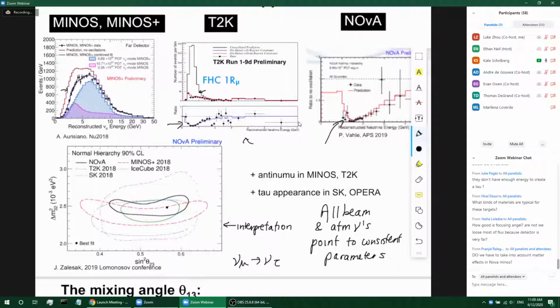Question: do we have to take into account matter effects in NOvA and MINOS? I think there are some, but quite small. I think it would be even smaller for T2K. But yes, it is a long enough baseline that there is a matter effect to take into account. In fact, that allows NOvA, with its long baseline, to have reasonably good sensitivity to mass ordering, because that hinges on the matter effect. I hope I will get to that by the end of today.